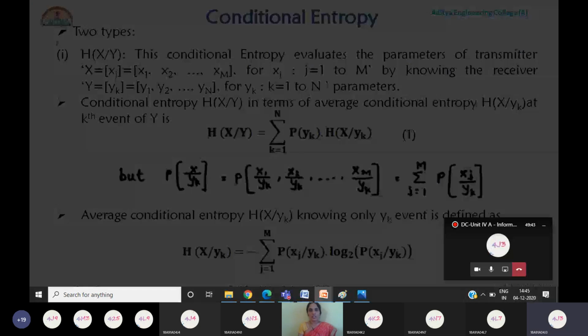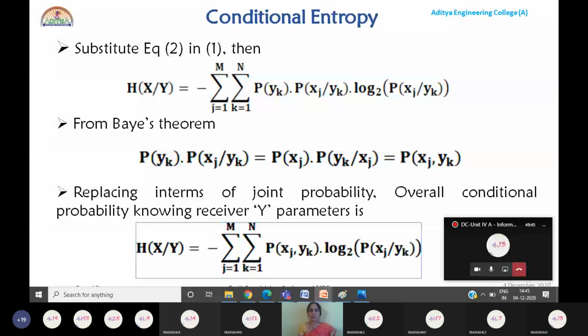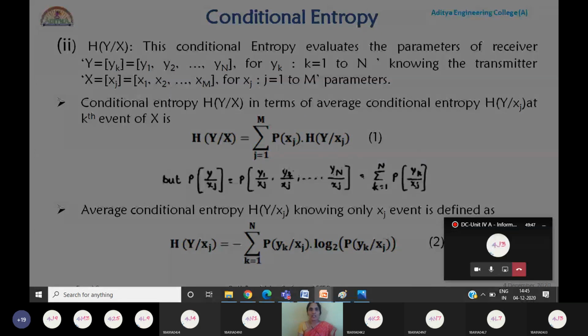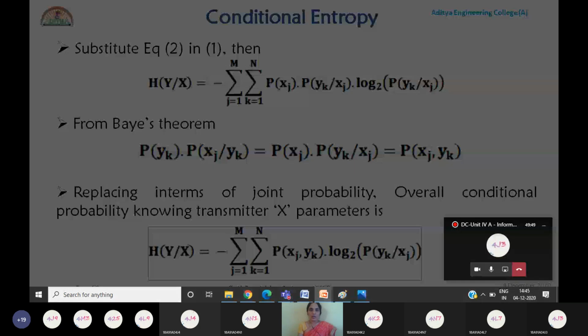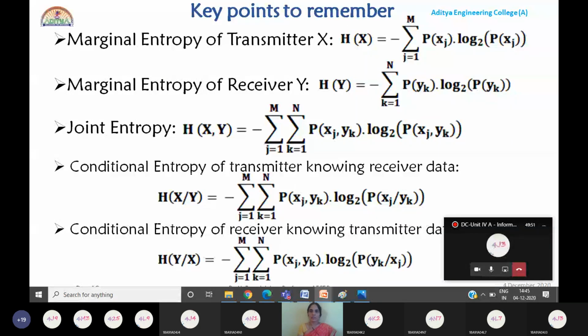Okay. So if you know the matrix size of these three probability matrices, those are marginal probabilities P of xj and P of yk, and the joint probability matrix P of xj comma yk. If you know the three matrices, automatically you can calculate the conditional probability matrices, namely P of xj by yk and P of yk by xj. How to calculate them, we can see while doing the problems.